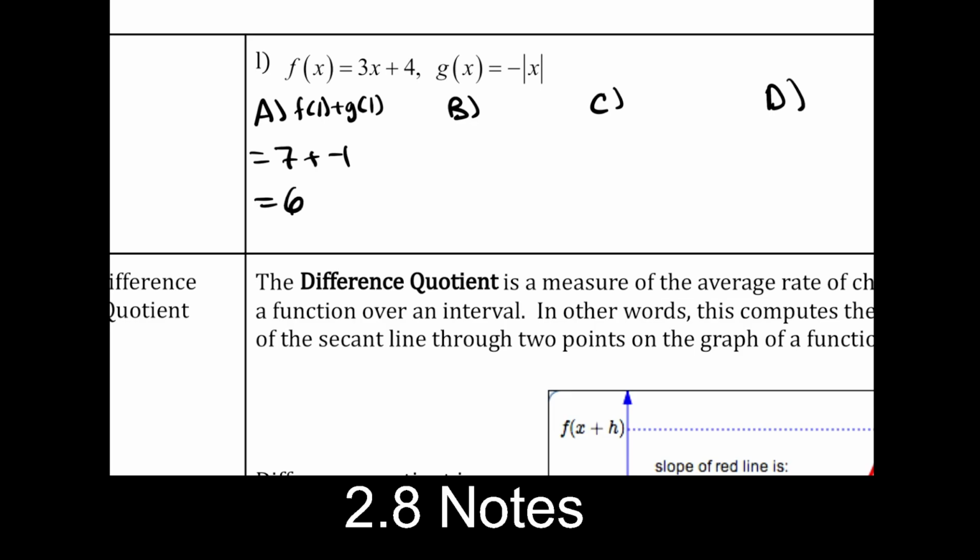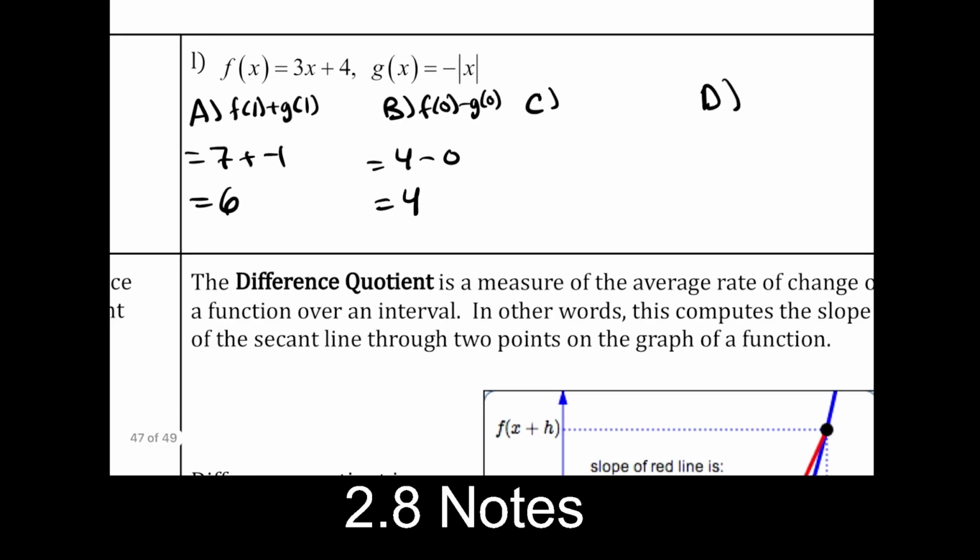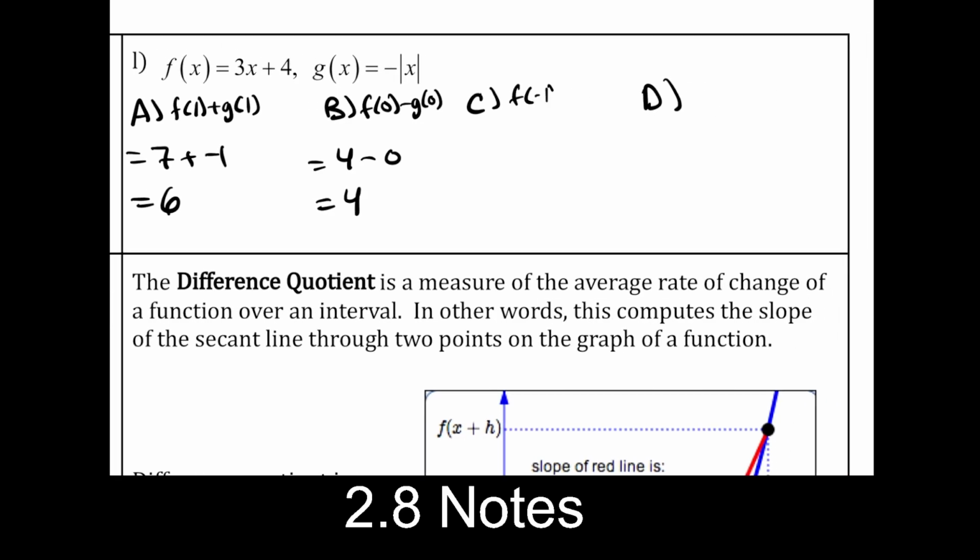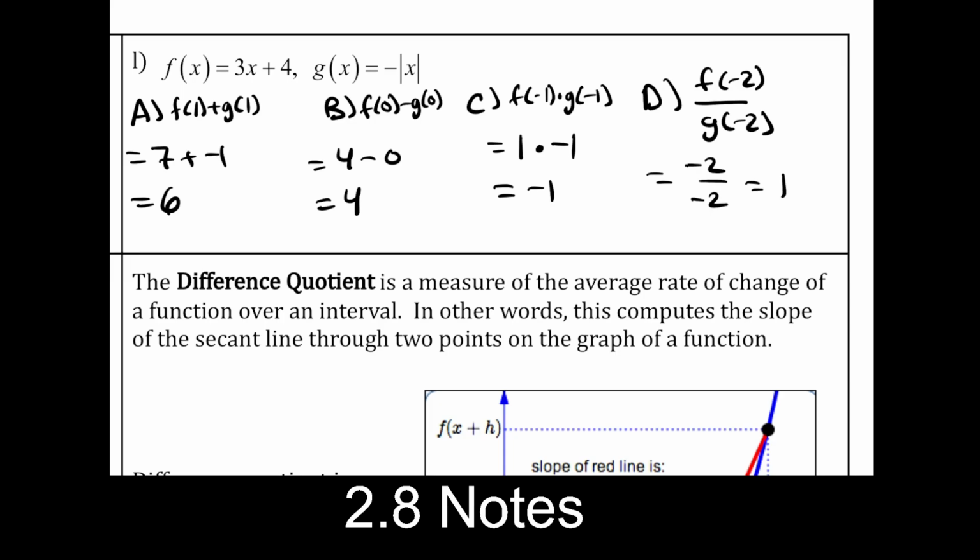B, that was f of 0 minus g of 0. So this is going to be 4 minus 0, which is, of course, 4. C, from previous page, was f of negative 1 times g of negative 1, which is f of negative 1 is 1. G of negative 1 is negative 1, so 1 times a negative 1 is a negative 1. And D is f of negative 2 over g of negative 2, right? And so f of negative 2 is negative 2. G of negative 2 is negative 2, so this is a positive 1 for a solution. Again, this is much easier, right? The first one is the only complicated one.